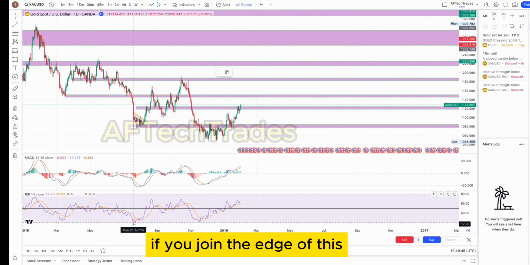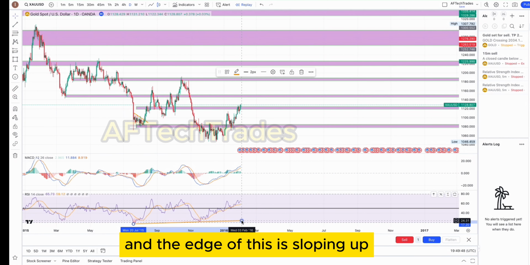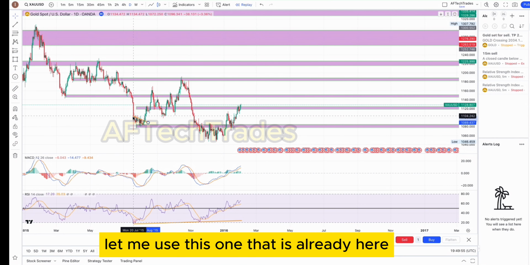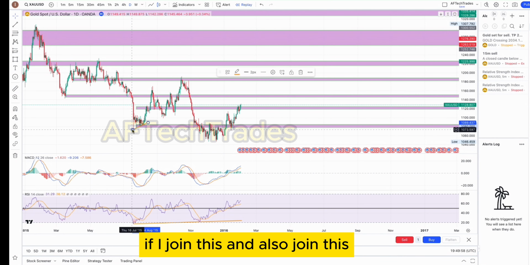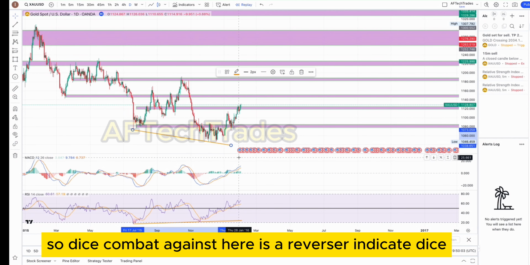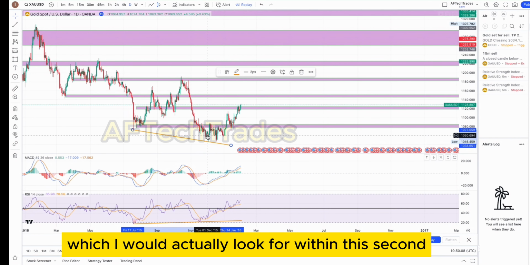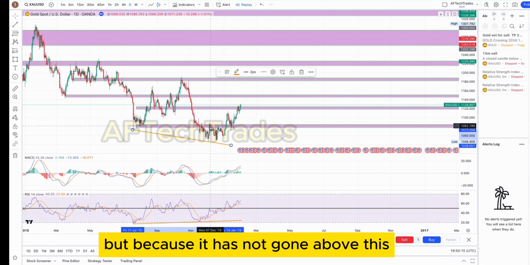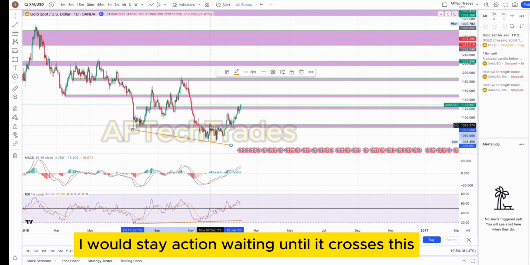If you join the edge of this and the edge of this is sloping up, what do we have here? If I join this, let me use this one that is already here, and also join this, there is convergence here. It's a reversal indication, which I would actually look for within this second region. But because it has not gone above this, I would stay out, waiting until it crosses this.